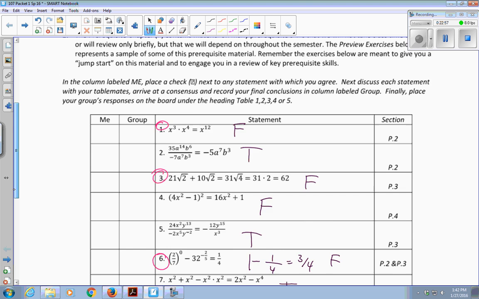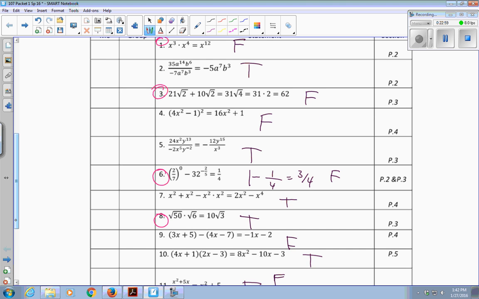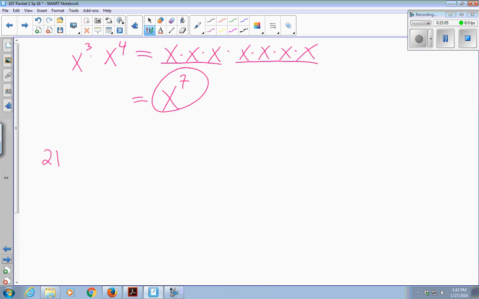All right, number 3 was 2 root 12, 21 root 2 plus 10 root 2. This is combining like terms. So if I wrote 21x plus 10x, what would the answer be? 31x. It works the same when you have a radical.